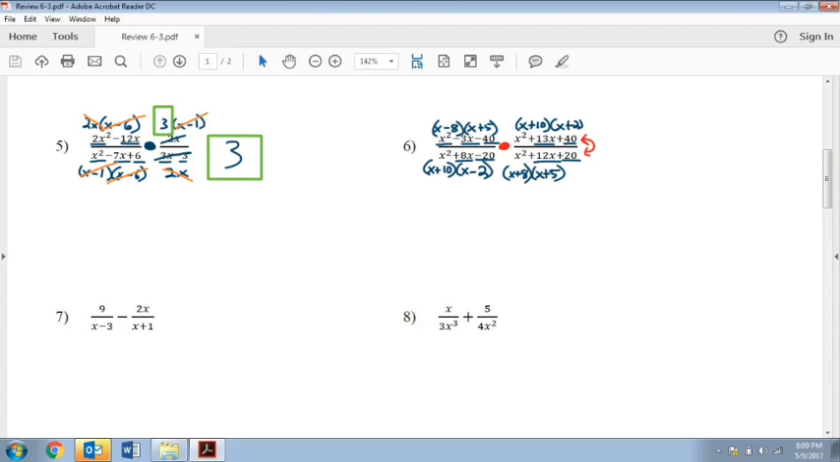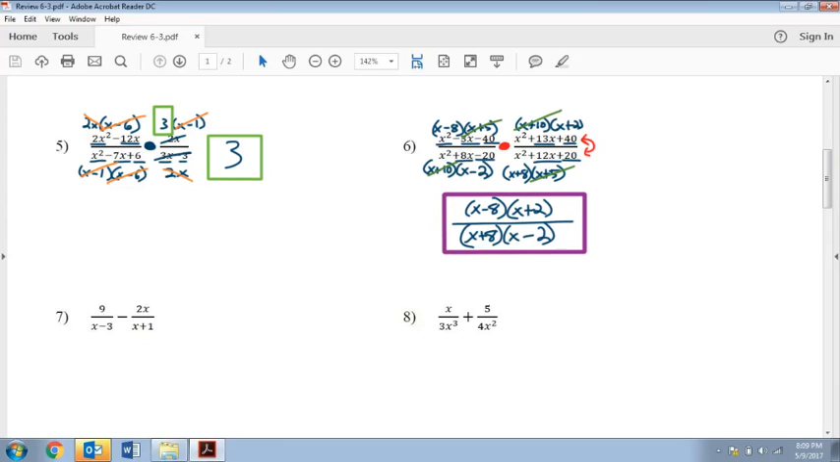So here we go. What all do we have? X plus 10, x plus 10, x plus 5, x plus 5. And actually with this one we're left with quite a bit. So your final answer is x minus 8, x plus 2, over x plus 8 and x minus 2. There you go.